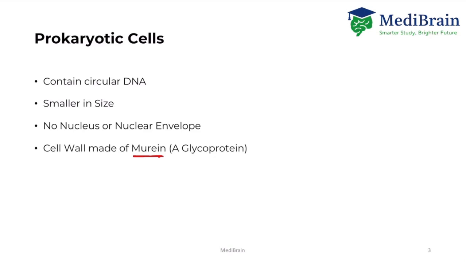If we move on now, so these are the first four key differences that you need to know about the structure of prokaryotic cells. Contain circular DNA, they are smaller in size, they don't have a true nucleus, they only have a loop of DNA. If they don't have a true nucleus, they're not going to have a nuclear envelope. Therefore, they're not going to have any structures of the nucleus like a nuclear pore. The cell wall is made out of murein, and murein is a glycoprotein. Again, we will look at glycoproteins in a further unit.